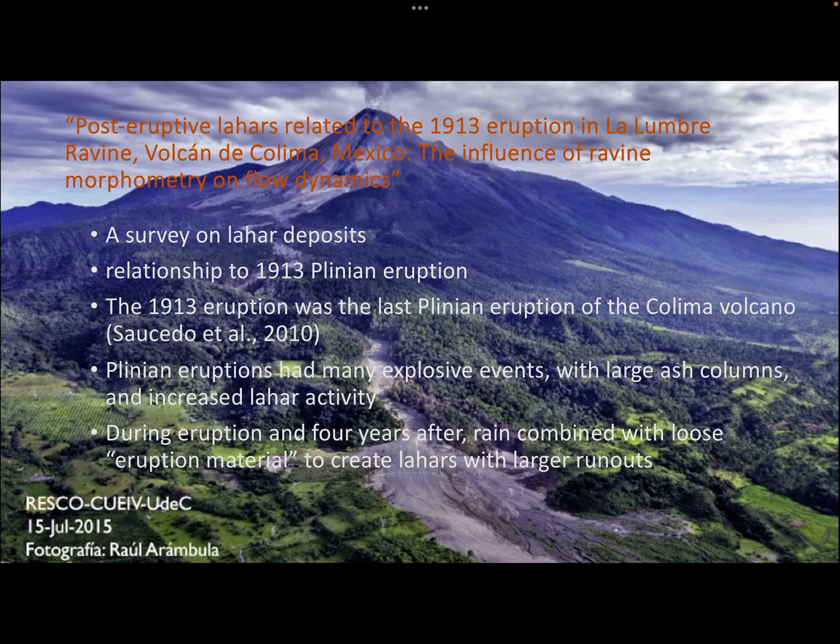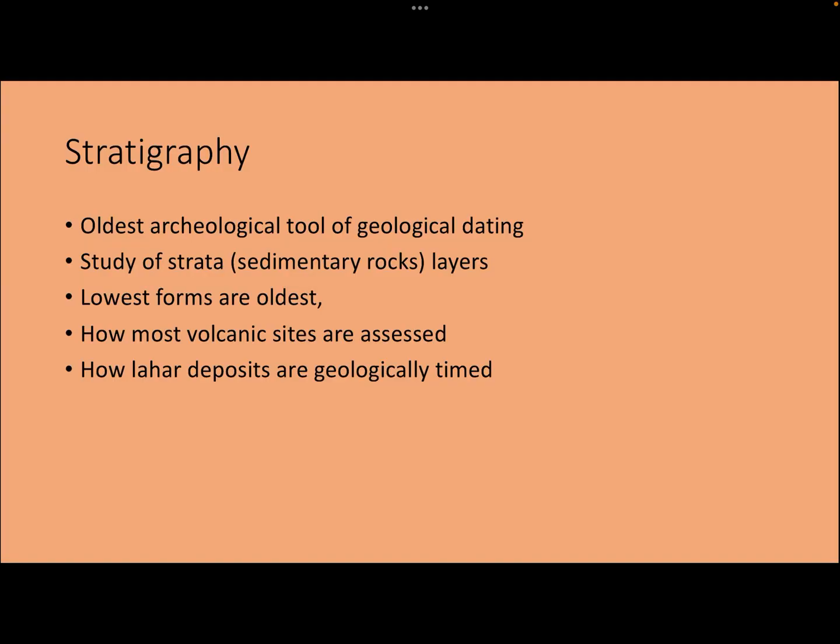So some scientists took samples of the lahar deposit and did stratigraphic analysis of the layers with the geological timing. They basically looked at the texture and saw how the 1913 eruption made these ravines that would cause the lahars to be worse. And this is important because geologists are helping to mitigate the casualties, which is extremely important.